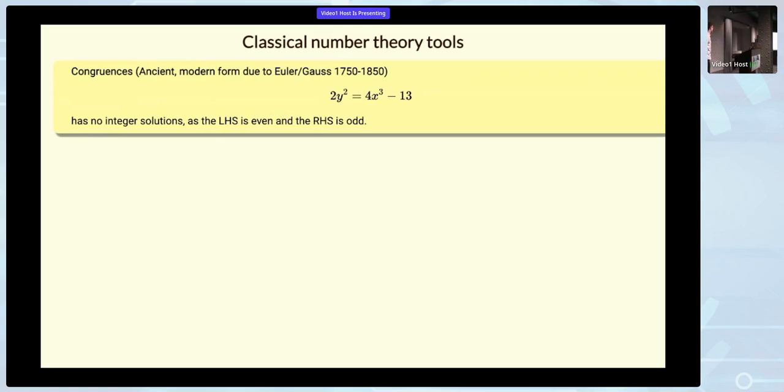So here are some classic tools in number theory. These are things which have been known for anywhere between 2,000 years and 300 years. The first one is congruences, and this is an extension of the idea that some things are even and some things are odd, and an odd plus an odd makes an even, and it can't make an odd again. So this is a very basic tool, but it's very, very powerful. So this equation here, we can see can't have a solution because no matter what x and y are, as long as they're integers, the 2y squared will be even, the 4x cubed will be even, and the 13 is odd, so it just can't happen. So it's a very basic tool, but very powerful.